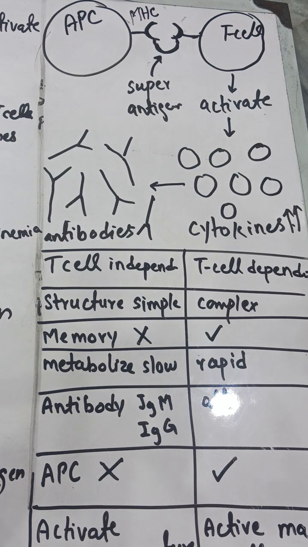Therefore this concept was very important to tell you about, and you should know about it. If anyone questions you in the viva, you should know why autoimmune disease occurs due to super antigen. Super antigen causes super activation of T cells, super release of cytokines, and super production of antibodies that are harmful for our own body.